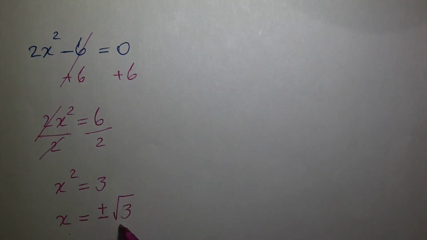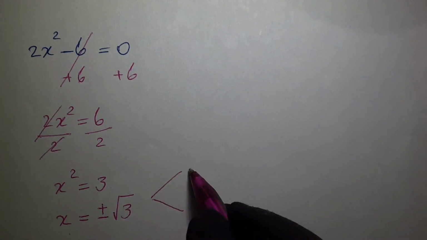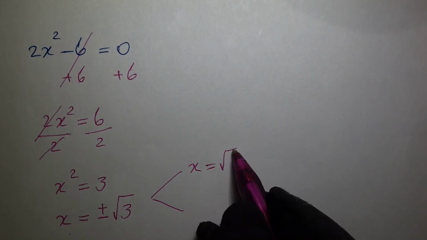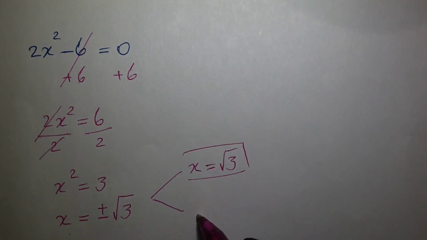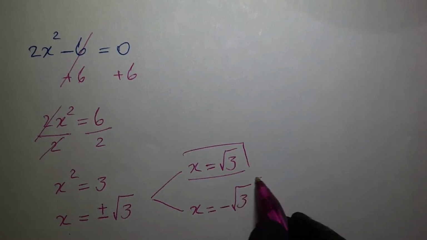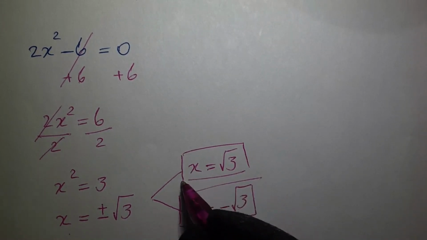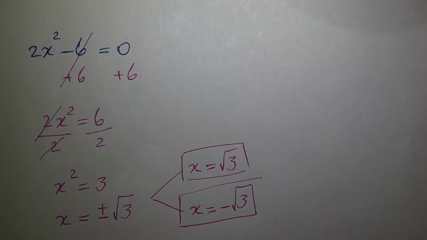The square root of 3 is positive or negative square root of 3. Now that means x could be the square root of 3 or x could be negative square root of 3. Again, we have two solutions, two real solutions for this equation. Please note this type of equation sometimes doesn't have any real solutions.